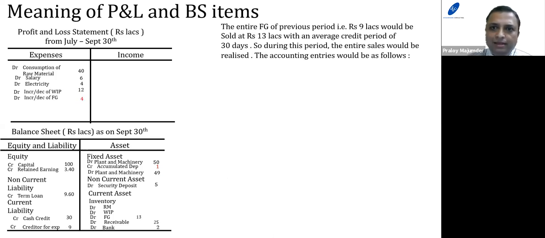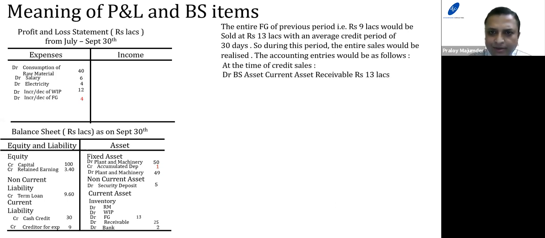Now the entire finished goods of previous period, that is rupees 9 lakhs, which has moved out, would be sold at 13 lakhs with an average credit period of 30 days. So 30 days means during this period the entire receivable would be realized. First entry would be at the time of credit sales, this is deferred sales. So debit balance sheet asset, current assets, receivable of rupees 13 lakhs. Receivable previously was 25 lakhs. Now another 13 lakhs would be added. So 25 plus 13, 38 would be the closing balance of receivable up to this stage.